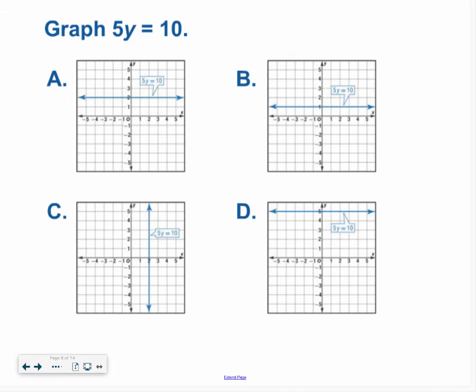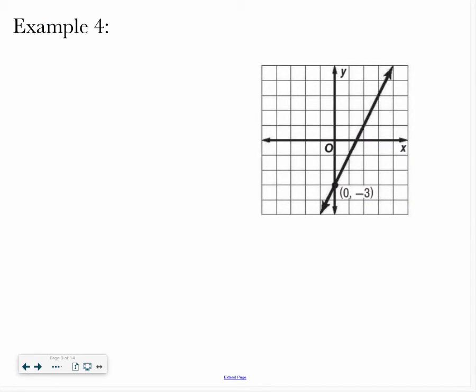Go ahead and graph 5y equals 10 and see what you end up with. Hopefully you said letter A was the correct graph. If not, be sure to ask for some help. Alright, example 4. We have a graph here and we want to find an equation in slope-intercept form for this line. Okay, so you can see we're given one point here, but we're not told any others.